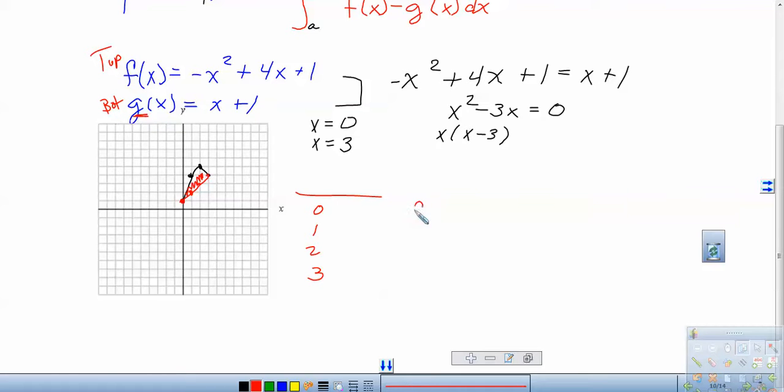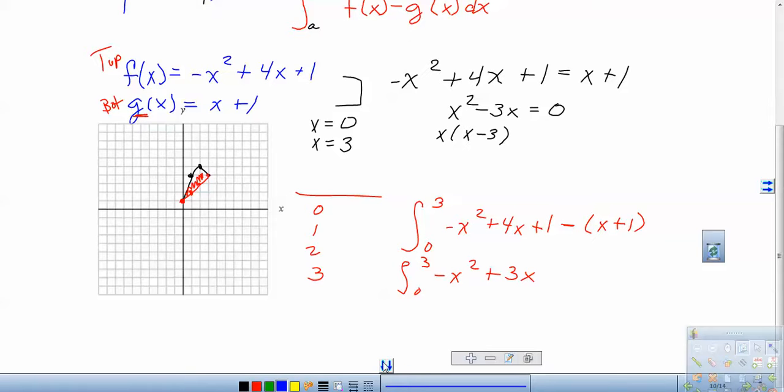And what you do is you integrate from 0 to 3 of negative x squared plus 4x plus 1, and make sure you subtract the whole function. So I'm subtracting x plus 1. So if I simplify that, I'm going from 0 to 3 of negative x squared plus 3x, and the ones would cancel.